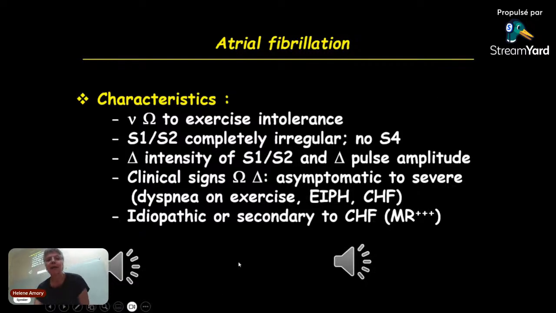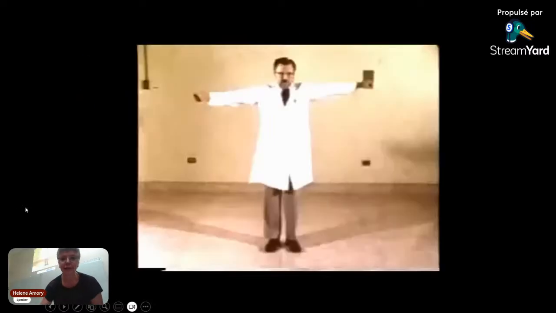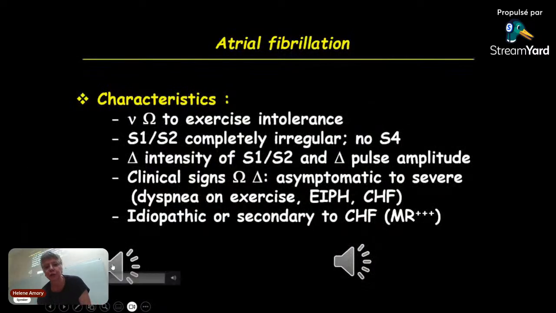With atrial fibrillation, we have two kinds: isolated, idiopathic, or associated with other heart problems and thus developing secondary. In our case, is it primary or secondary? The kind of auscultation we'll have is like this one, for instance.